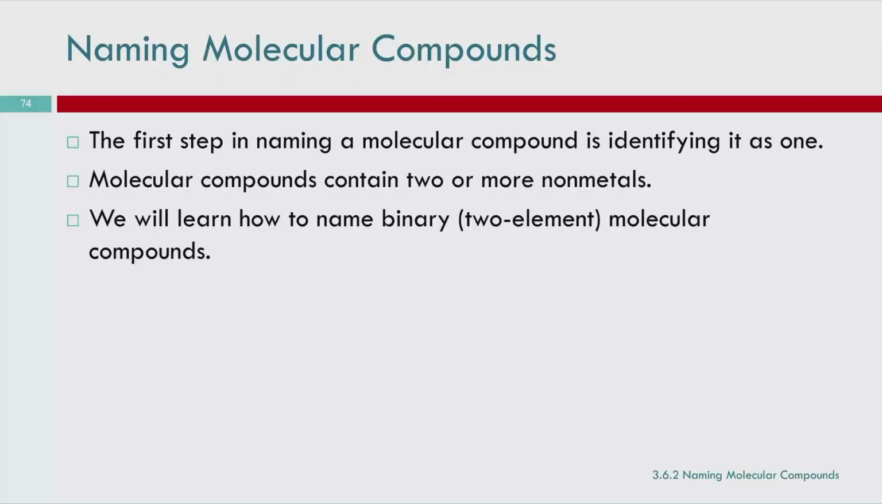So our second category is molecular compounds. The first step in naming a molecular compound is identifying it as one. Molecular compounds are nonmetals only. They don't have ions. They don't have charges in them. So we need a different naming system to be able to name our molecular compounds. So molecular compounds, 2 or more nonmetals. We are going to learn the simplest version of molecular compounds, which is binary 2-element molecular compounds. So it's just going to have 2 things. It gets more complicated when you add more things. So we're going to keep it simple.